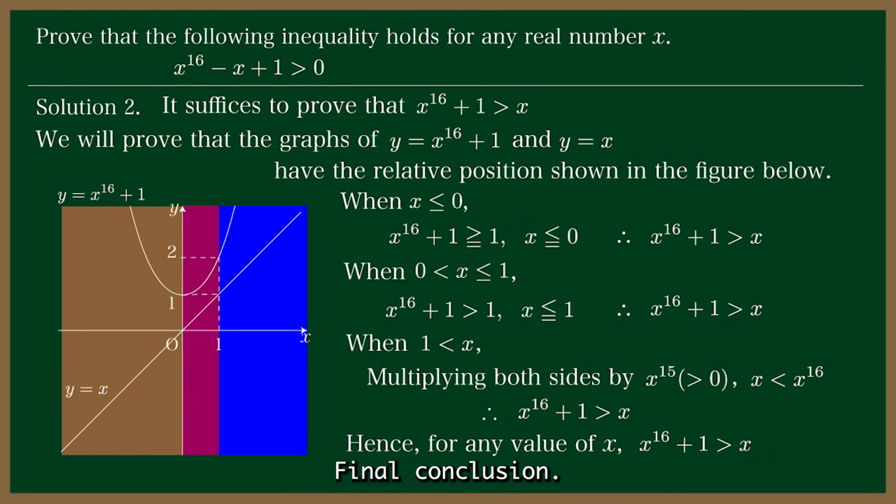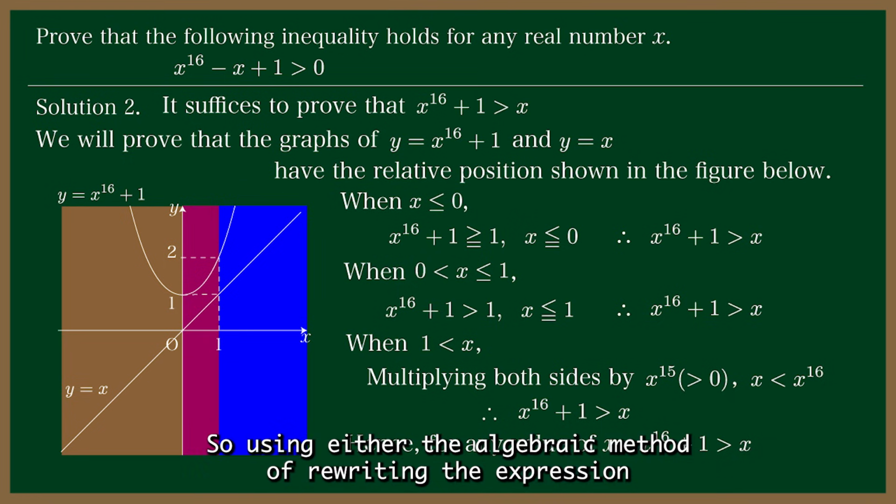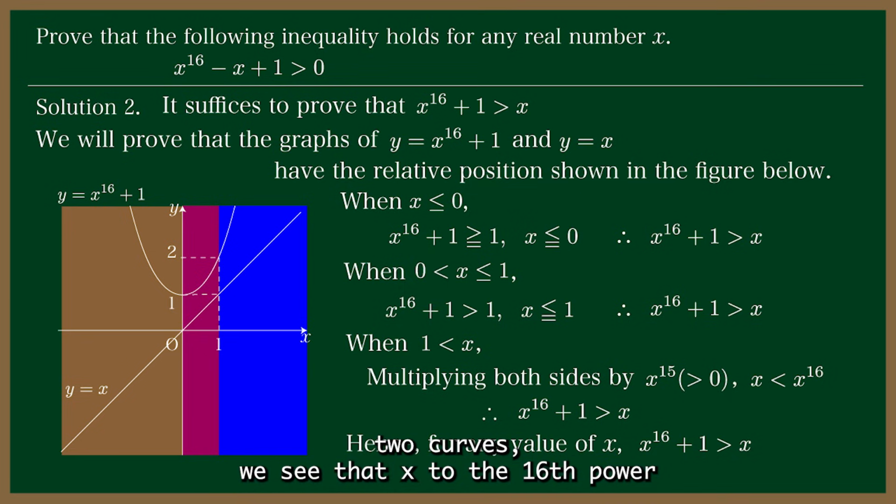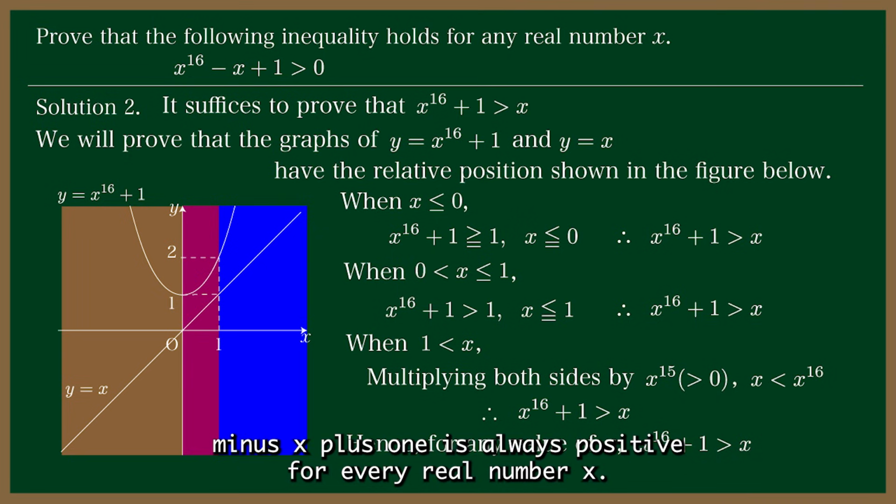Final conclusion. Using either the algebraic method of rewriting the expression as a sum of squares or the graphical method of comparing two curves, we see that x to the 16th power minus x plus 1 is always positive for every real number x.